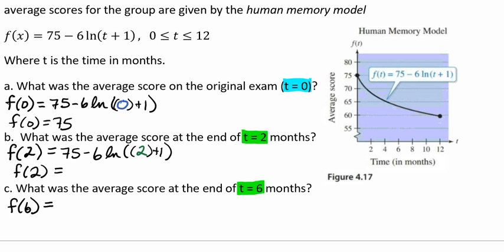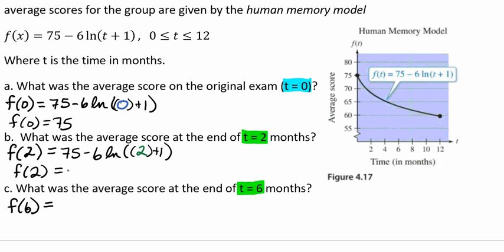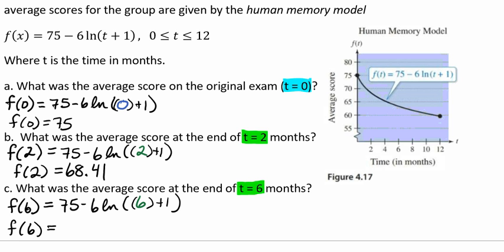So here we're going to go ahead and plug a 2 in for our t value. So we're looking for f of 2. So we have 75 minus 6 times the natural log of 2 plus 1. So we pull up our calculator and we can put that in and hit enter, and we'll get an answer of 68.408. So we're going to go ahead and call that 68.41.